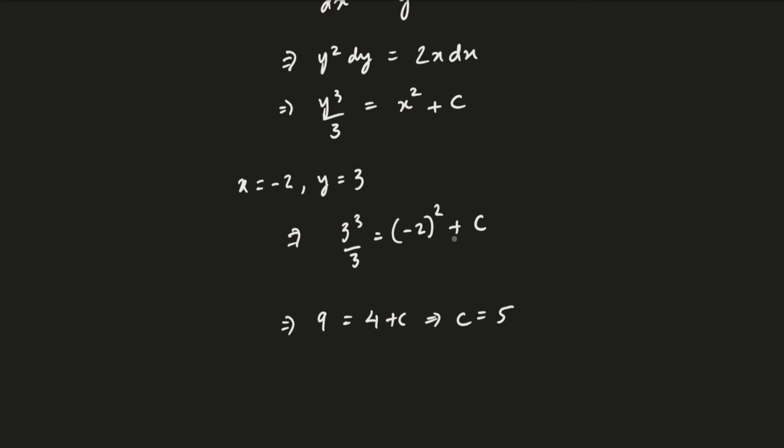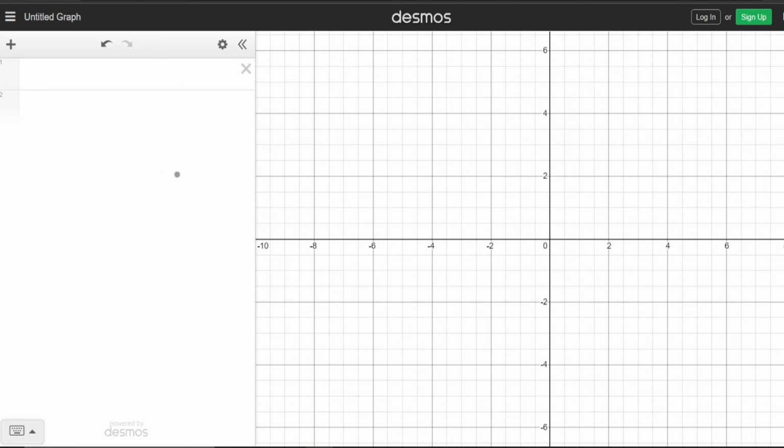So our particular solution, remember this was the general solution, our particular solution is y cubed divided by 3 is equal to x squared plus 5. And this is the curve, the one family member that passes through minus 2, 3. And now for reference, we will try to plot this curve and see what we have.